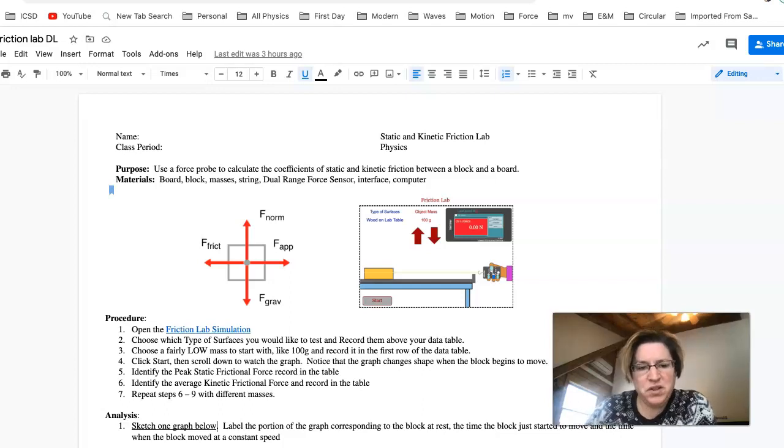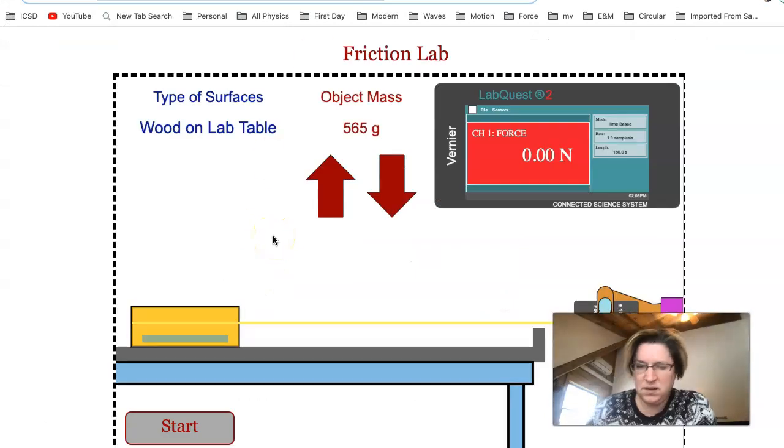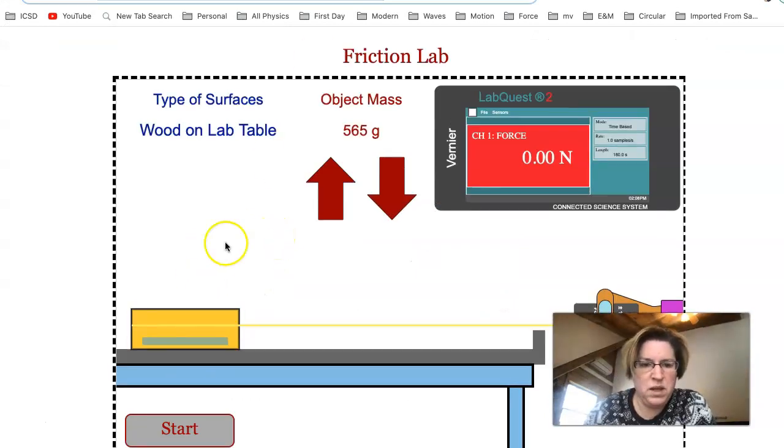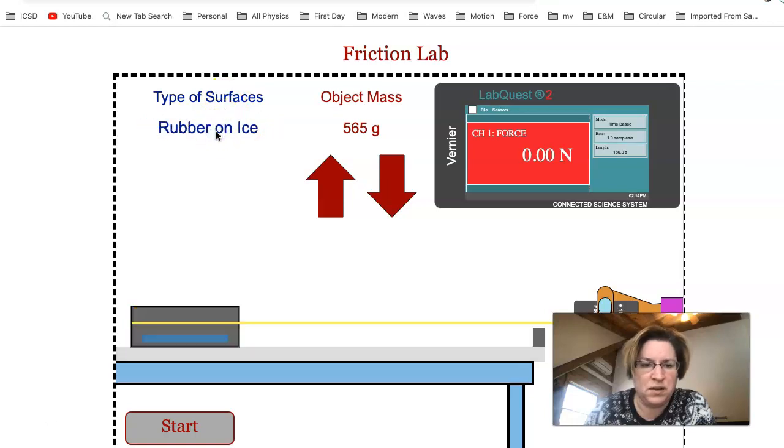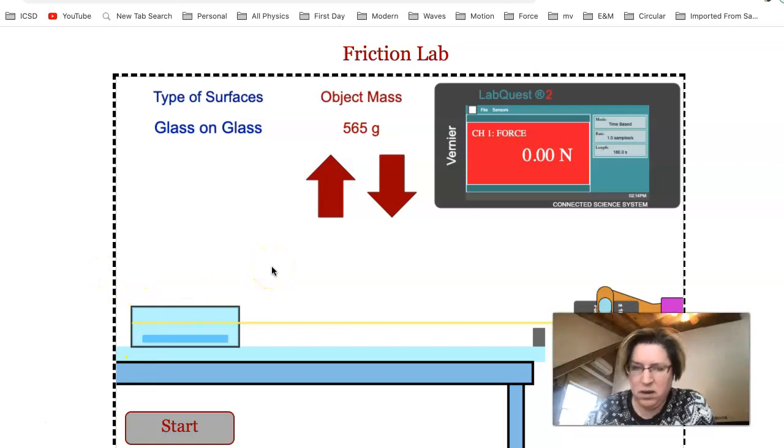Welcome. I'm going to walk you through the details about how to do the static and kinetic friction lab. You're going to start by opening the simulation. As you can see here, you can choose the type of surfaces. I'm going to go glass on glass just to be fun. Then you should start with a nice low mass, so I'm going to bring it down to 100.